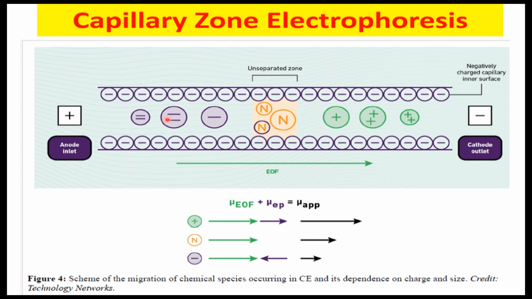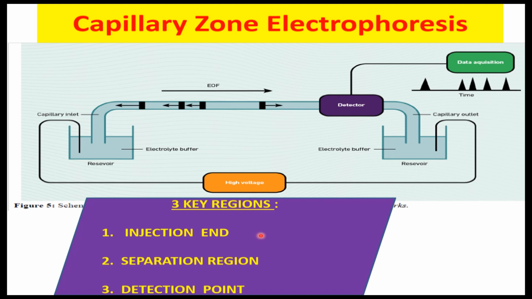See, these are the three regions: injection end, that is this end; separation end, this part; and detection point, this detector. Now let's have more clarity.